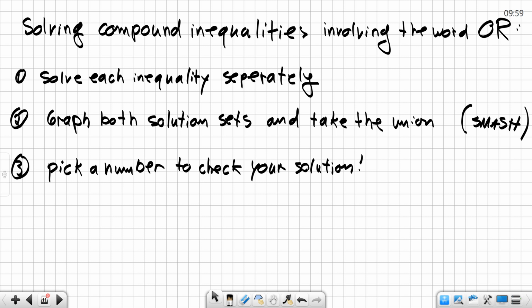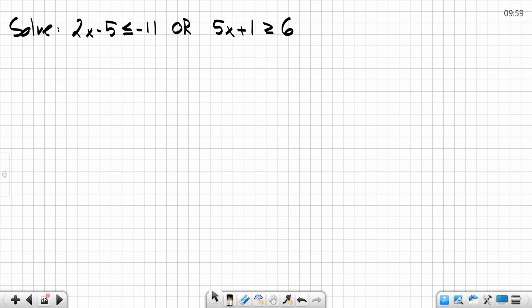I can also pick a number out of my solution set to check my answer by plugging it into both inequalities. In this case, only one of them has to be working. So let's do one. 2x − 5 ≤ −11, or 5x + 1 ≥ 6.